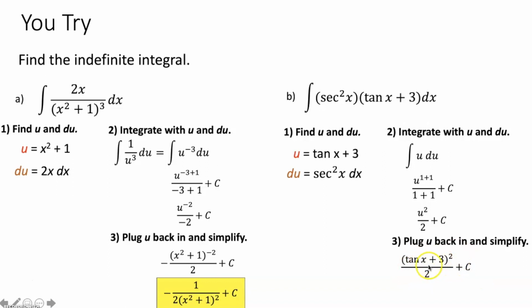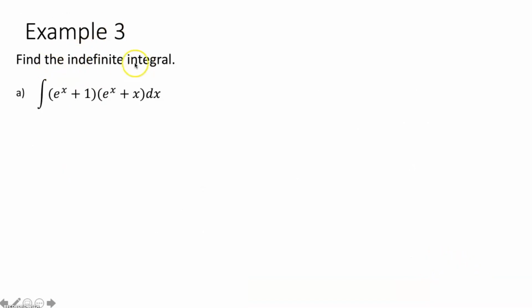this as my answer. Or if I want to make this look a little neater, instead of writing all of this divided by 2, I could just take that, move it out front, and make it 1/2 times tan x plus 3 squared plus c. Now, example 3, I am again finding the indefinite integral, this time of e to the x plus 1, the quantity, times e to the x plus x, the quantity dx.